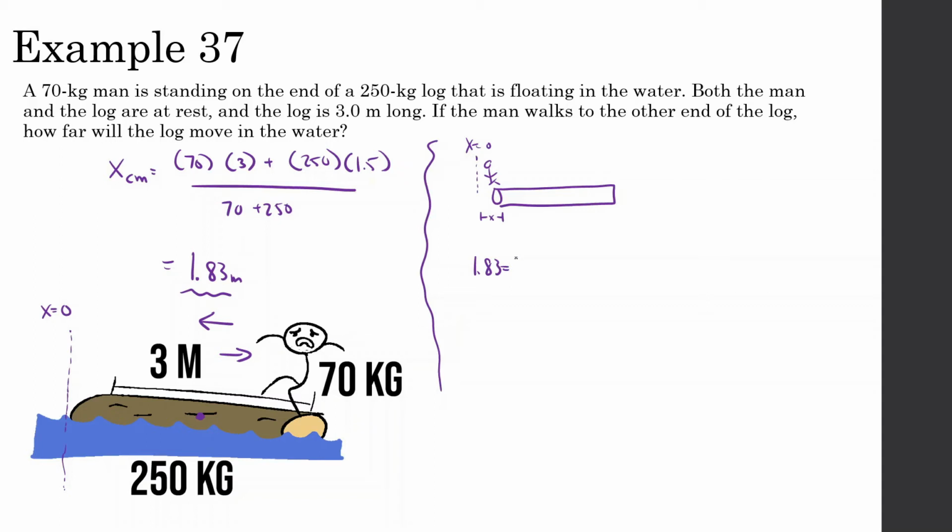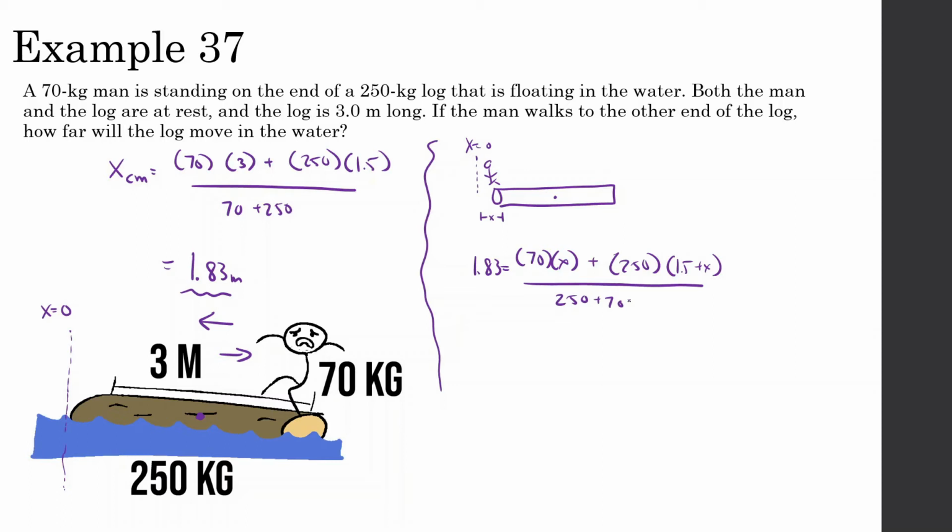The mass of this person is 70. And how far he is from the 0 line is just going to be x, how much the log moves. And then when it comes to the log, it's going to be still 250 kilograms. And it's still directly in the middle, but now it's going to be 1.5 plus this x. So 1.5 plus x. And divide this all by 250 plus 70.